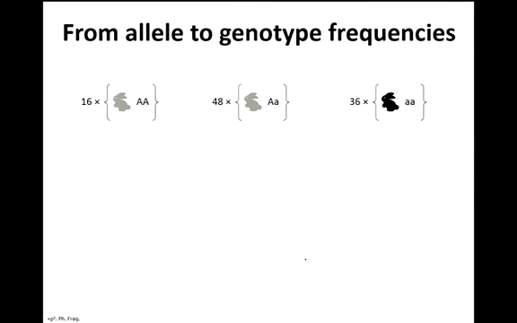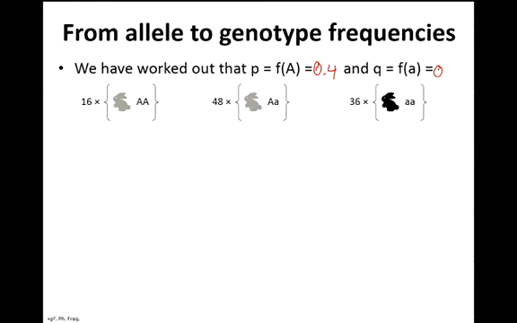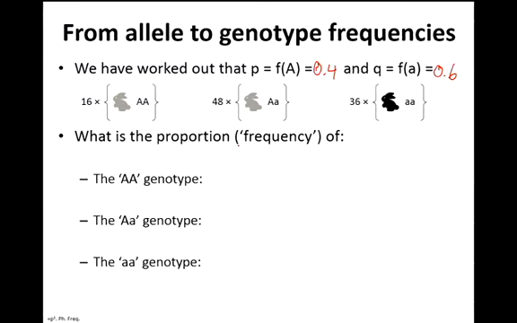What we can do is take it a little bit further. We have already worked out p is 0.4 and q is 0.6. Now, I want you to think not about alleles but about genotypes. What's the proportion or frequency of these different genotypes? We've listed the big A homozygous dominant genotype, the heterozygous genotype, and the homozygous recessive genotype. How many rabbits are there of this homozygous dominant genotype? 16, yep, good. Not a trick question.